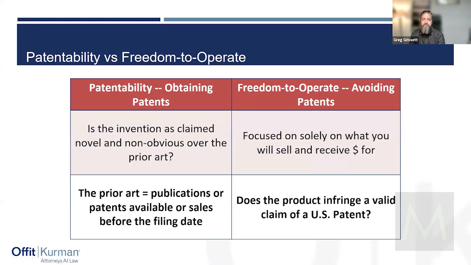Patentability versus freedom to operate. On one hand, patentability is really focused on what about your invention is unique in order to obtain a patent for that invention. It's about building your portfolio. And the precise question is, what are you going to claim, and is it novel and non-obvious over the prior art? And this prior art are typically publications, mainly patent publications, but it's not limited to patents. It could be what we call in my business non-patent literature, journal articles and such.